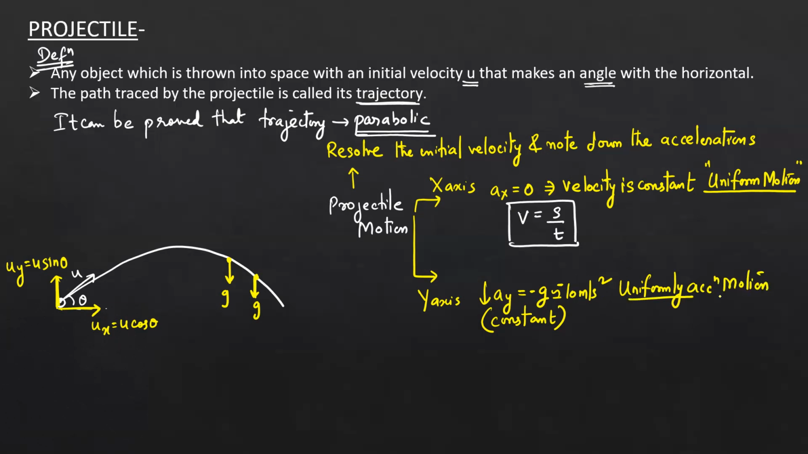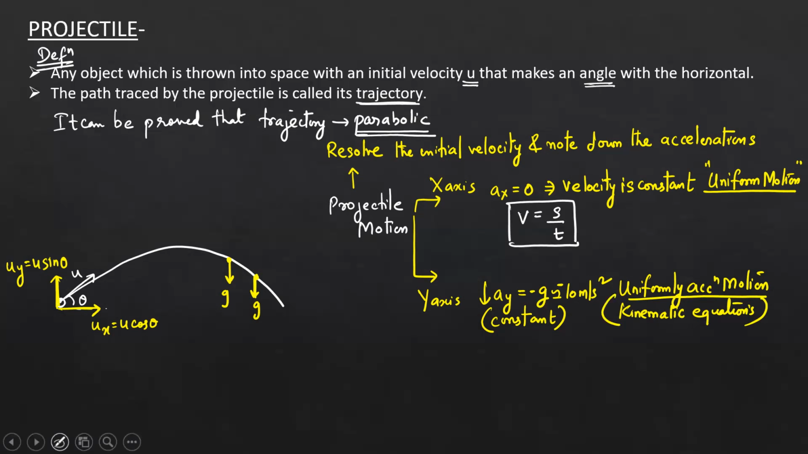Along the x-axis, velocity is constant, but along the y-axis, what is constant? Acceleration is constant. So when acceleration is constant, what do we apply? We apply those kinematic equations. What are the kinematic equations?